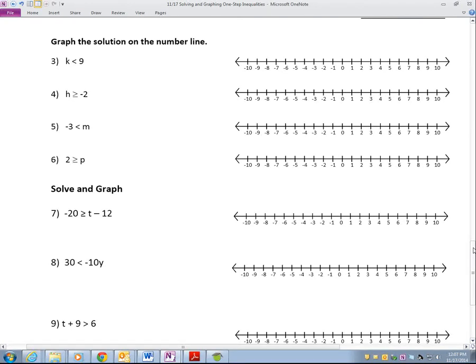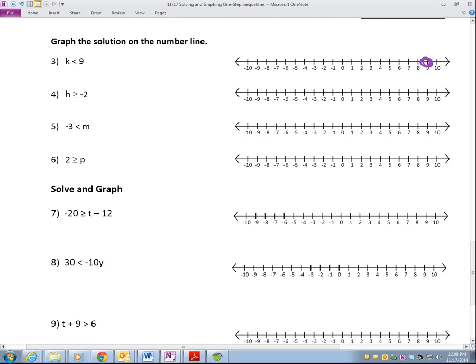Next one, we are going to be graphing the solution on the number line. This one here, we don't have to do any steps because it's already there. It is K is less than 9. So am I going to have a dot or a circle on 9? So what is it, McLean? Circle. So I'm going to find 9, circle right here.